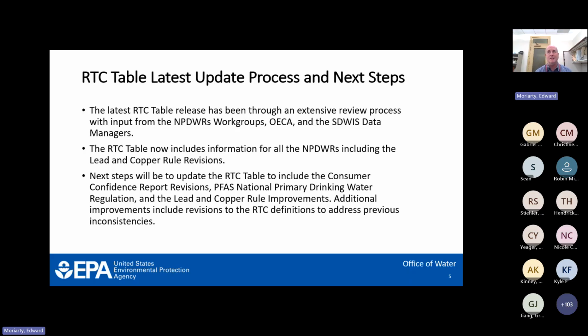As far as our next steps, we're going to update the table again to include the consumer confidence report revisions, the PFAS national primary drinking water regulations, and the lead and copper rule improvements. We're going to do these updates in the background, and then we'll have an announcement when these rules are updated. We'll use a phased approach as some of these regulations are going through some consideration again. So we'll get the rules updated that we know with confidence can be updated, and then we'll update the rest of them later when they are finalized.